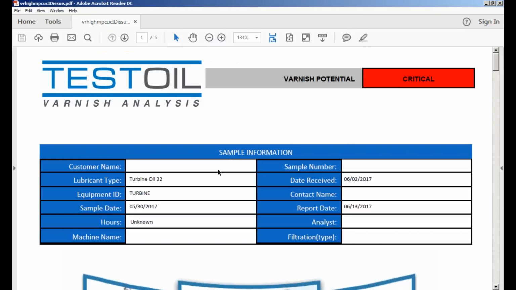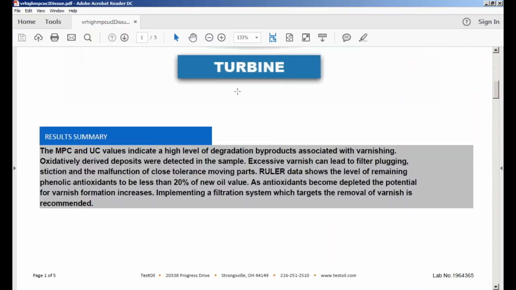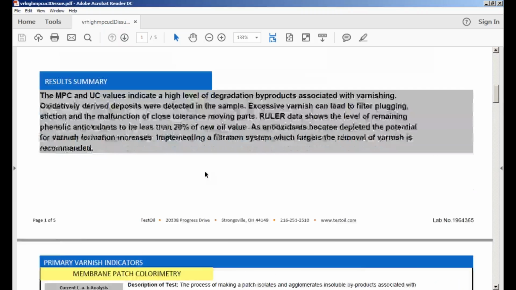Let's take a look at a sample that has a high MPC. So again, varnish potential critical. And in our summary here, what do we have? MPC and UC values indicate high level. All right. The ruler data has an issue. All right, let's look for ourselves.